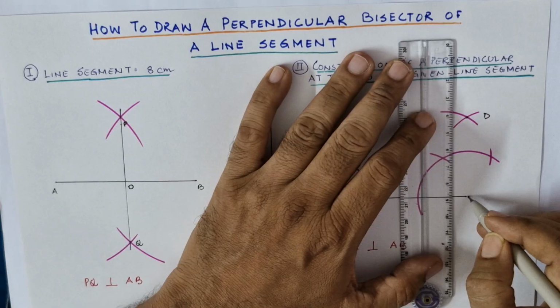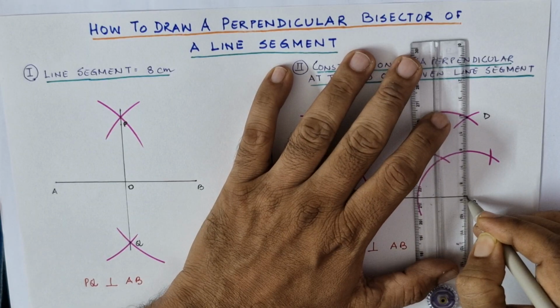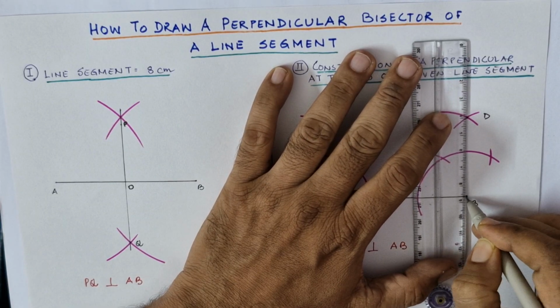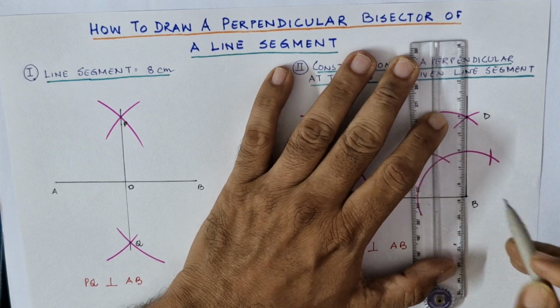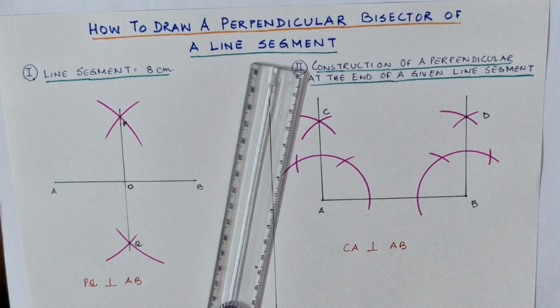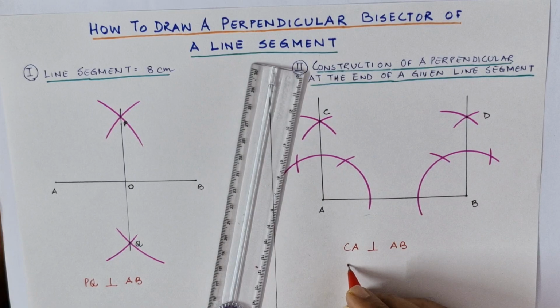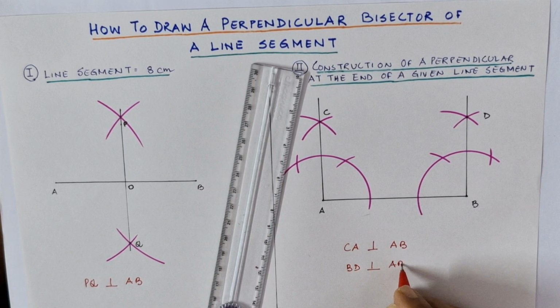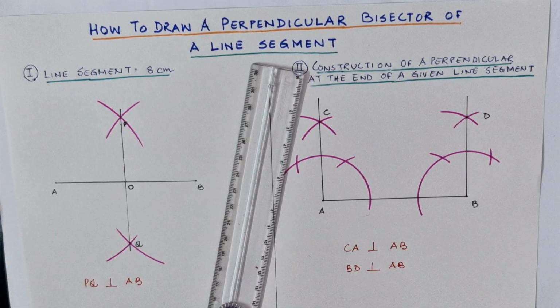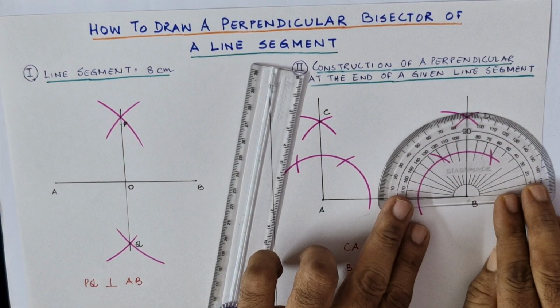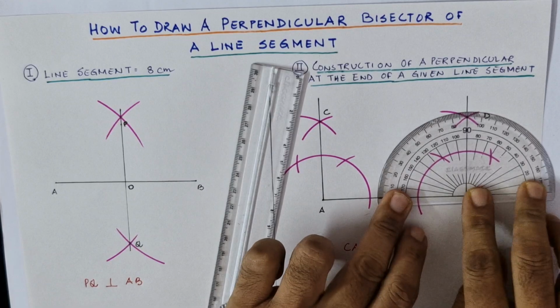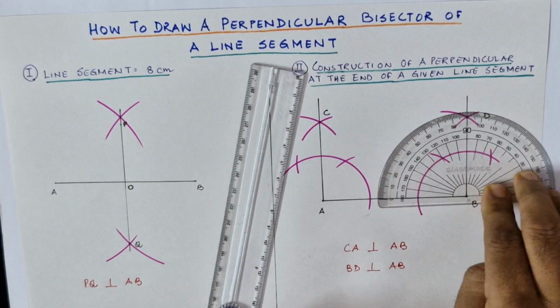Join B and D. So let's join B and D. Got it? So here BD will be perpendicular to AB. So just check it out. Got it? See, it's 90 degree.